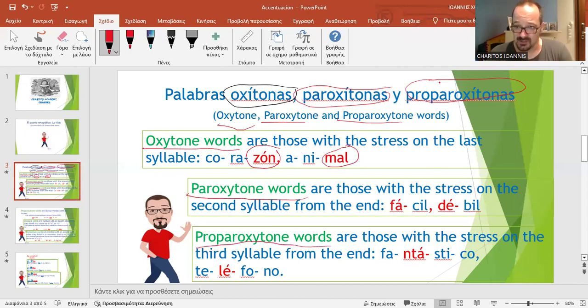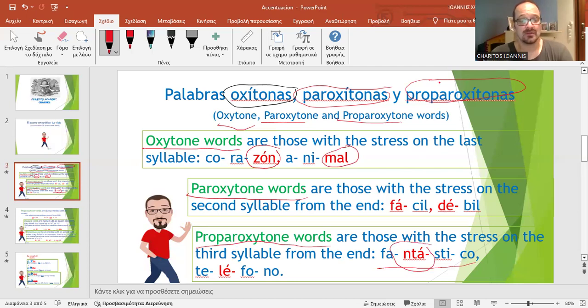And last but not least, we have the proparoxytone words, right? Which are the words which are stressed on the third syllable from the end. So here, for example, we have the word fantástico, which is comprised of four syllables. But we see that the phonetic accentuation falls on the third syllable from the end. It's fantástico. The same goes with teléfono. The phonetic sound falls on the third syllable from the end. So this word is a proparoxytone word.